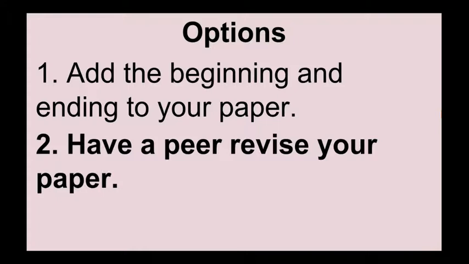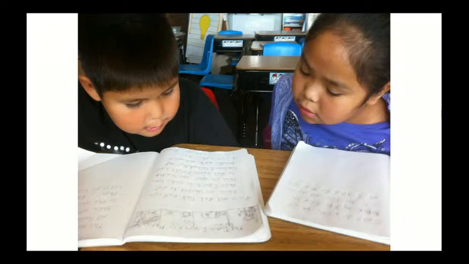The second option is to have a peer revise your paper. So, looks kind of like this. See, even little kids can do it. You would share your paper with someone else. I'll make another video to show you how to do that if you don't know how to do that. And they would make some comments. I'll print out a form that you can use to help guide you through revising your paper.